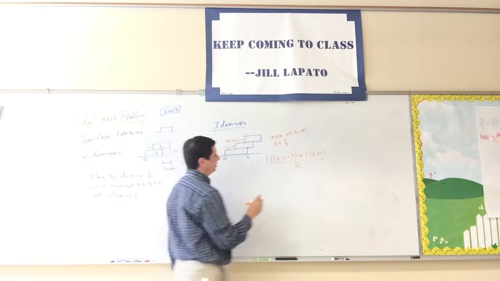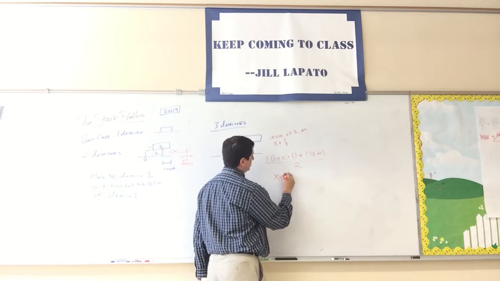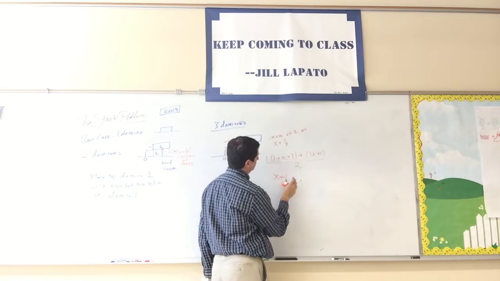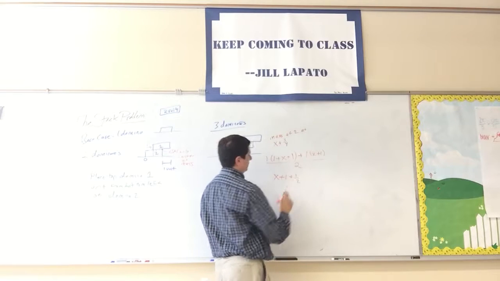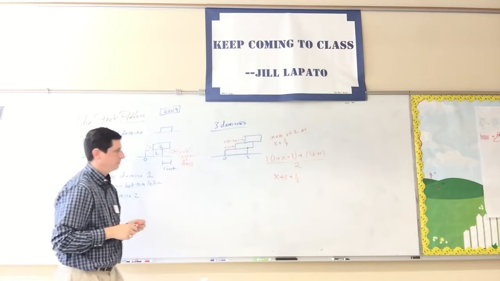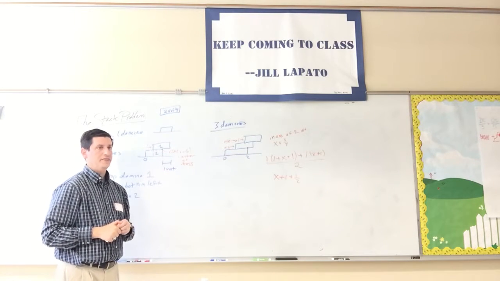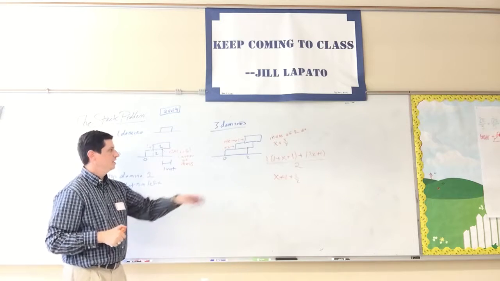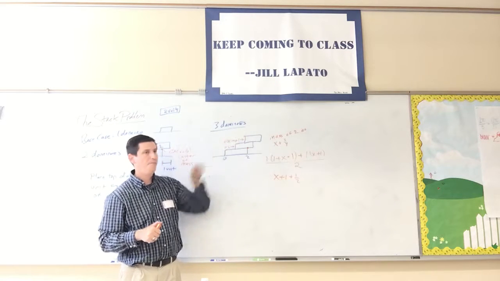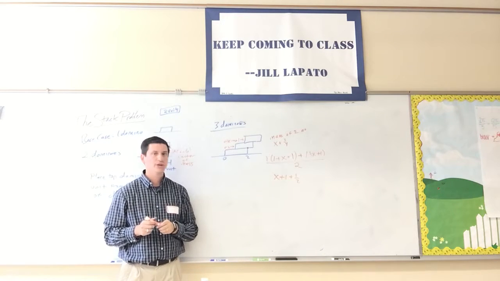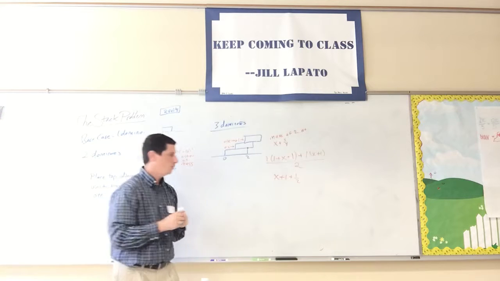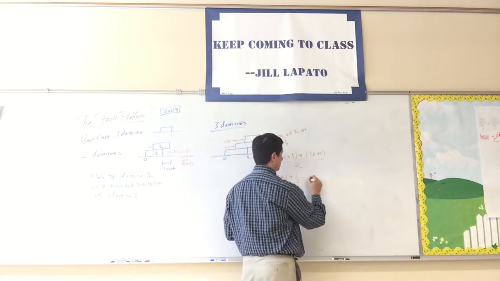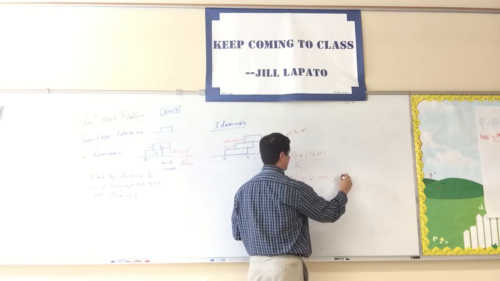And so I'll get x plus 1, because I get it twice, plus 1/2. And that's the location of the center of mass of these two blocks. What does x plus 1 plus 1/2 have to equal? 2, because that's where we want the center of mass to be. We want this to equal 2. So that tells us that x has to equal 1/2.